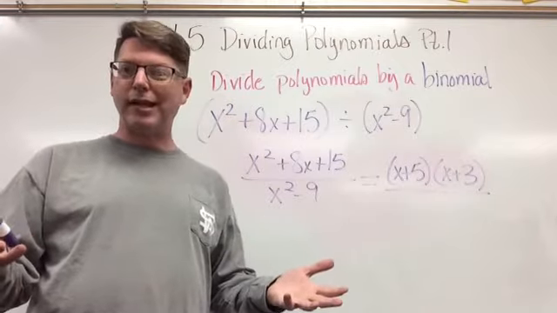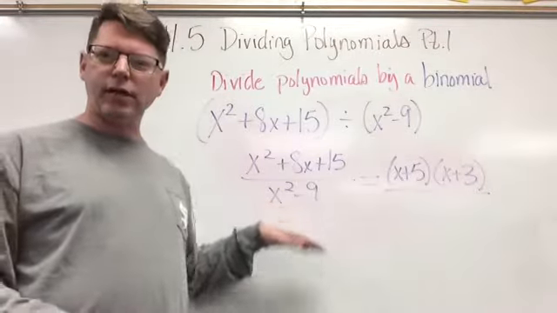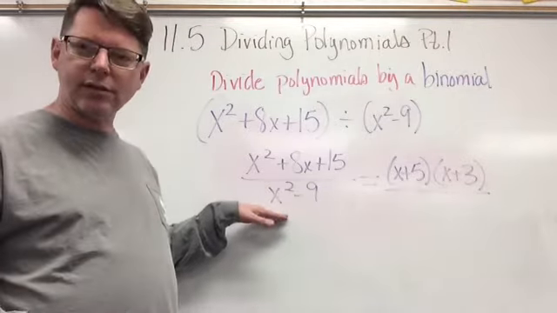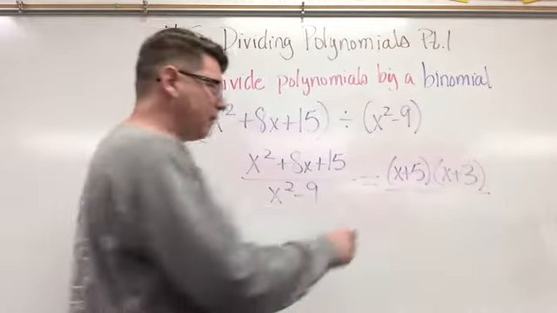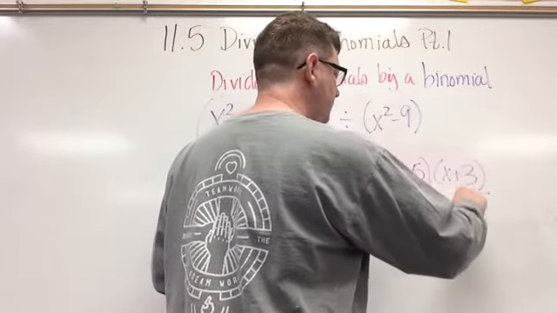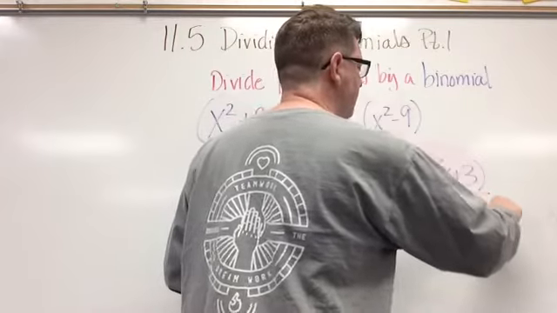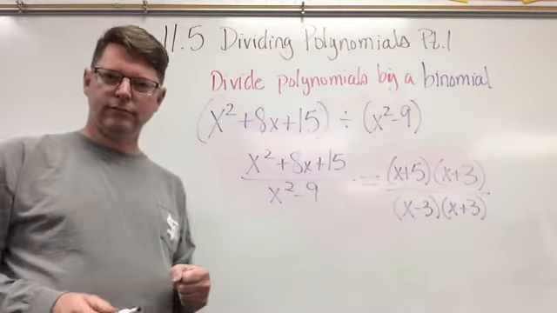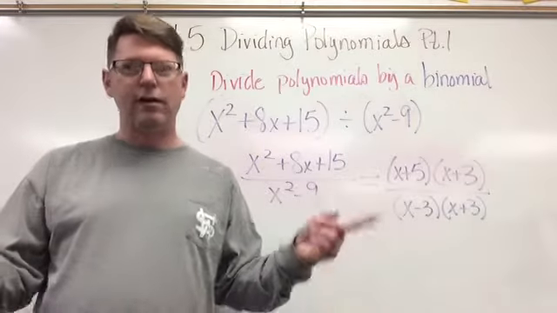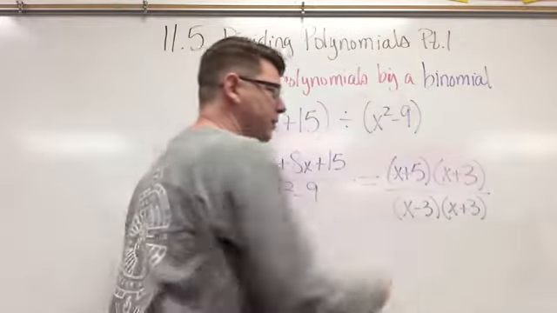Difference of squares, exactly. So how do I factor a difference of squares? I hope you remember this. If it's a difference of squares, x squared and 9, then I factor it by doing x minus 3 times x plus 3. Oh yeah, Mr. Coles, I remember that now. Hallelujah. X minus 3 times x plus 3.